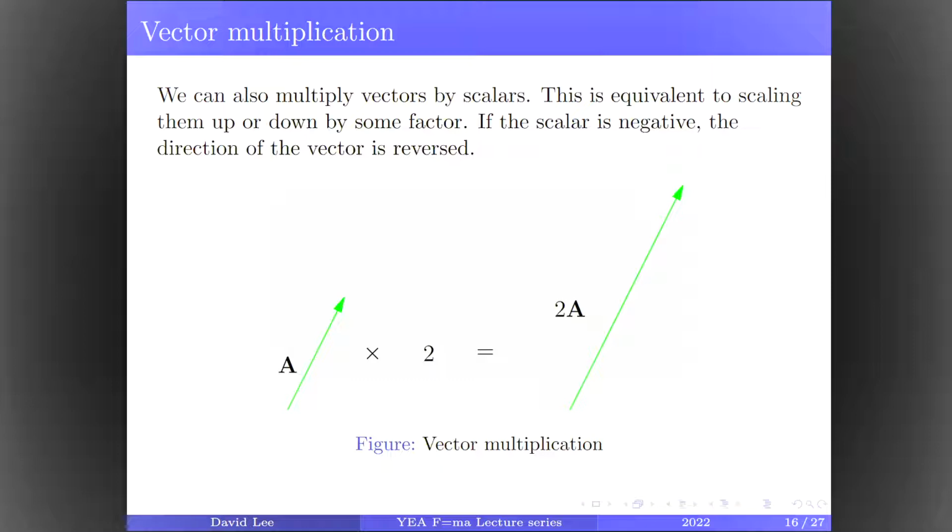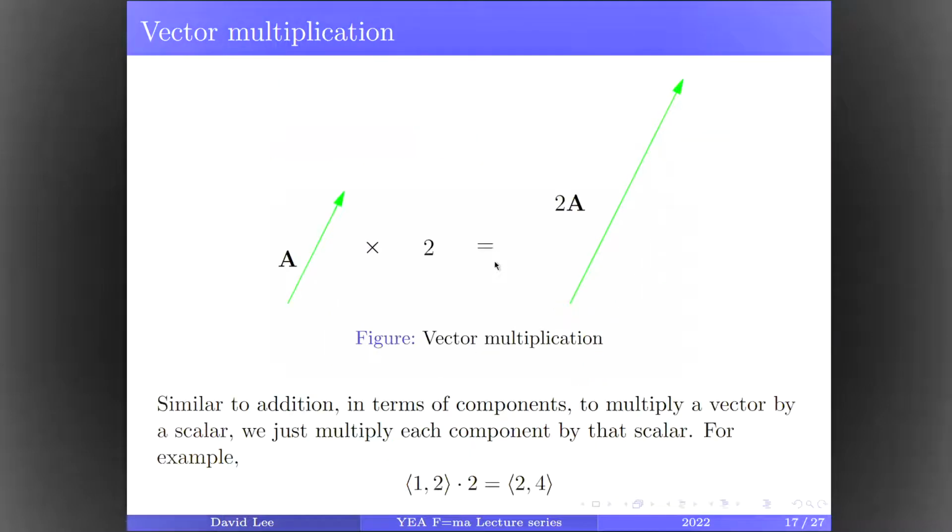You can also multiply vectors by a scalar, and that basically scales it up. So we see this vector is multiplied by 2, it's in the same direction, but twice as long. And if you multiply it by -2, it's the same, but the direction is reversed. In terms of components, we just multiply each component by whatever we're multiplying the vector by. So if we have (1, 2) and multiply it by 2, it becomes (2, 4).